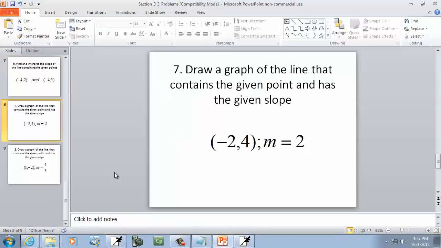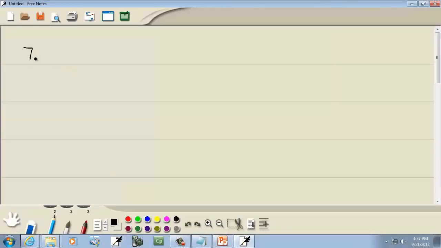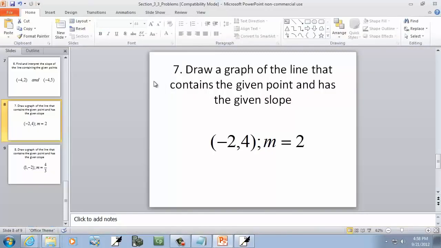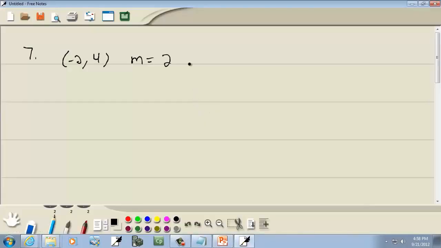And let's look at our next problem. This is a problem getting us used to what the slope is used for. Okay. It says draw a graph of the line that contains a given point and has a given slope. Well, we want to write the slope in the fraction form. So this will be 2 over 1. Now remember, this is the change in y over the change in x. If our y is up and down, if it's a positive 2, then that means up 2. If it's a negative 2, it would be down 2.